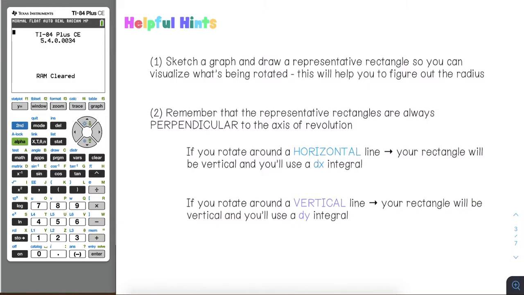Some helpful hints for finding volume: you always want to have a graph. It doesn't have to be super accurate, but you want to sketch a graph and then draw what we call a representative rectangle. That's basically drawing a little rectangle to show what's going to be rotated, to help you find the radius. Remember that these representative rectangles, these slices, are always perpendicular to the axis of revolution. So if you rotate around a horizontal line like the x-axis, you end up with a dx integral. But if you rotate around a vertical line like the y-axis, you use a dy integral.